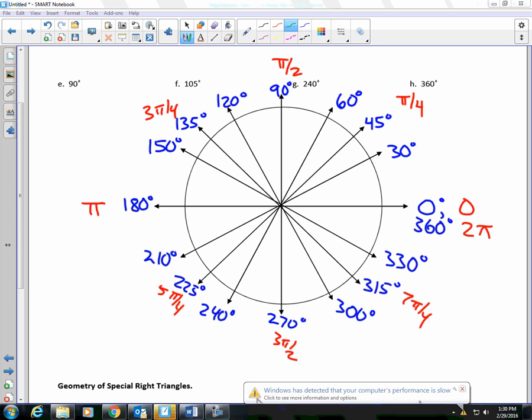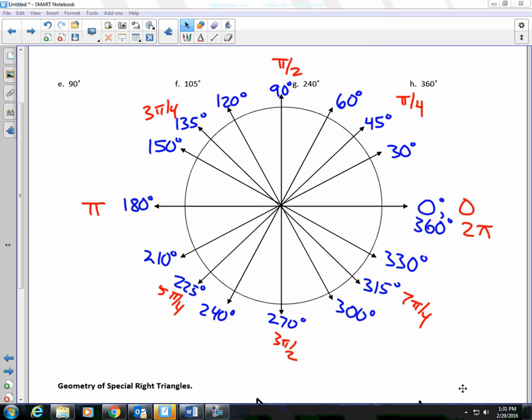Let's try something else. Let's take this 180, instead of dividing it in half, let's divide it by 3. What's 1/3 of 180? 60. Okay? So if we take this and divide it by 3, we get 60, which is pi over 3.